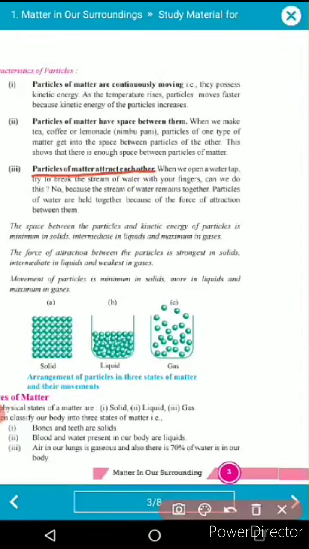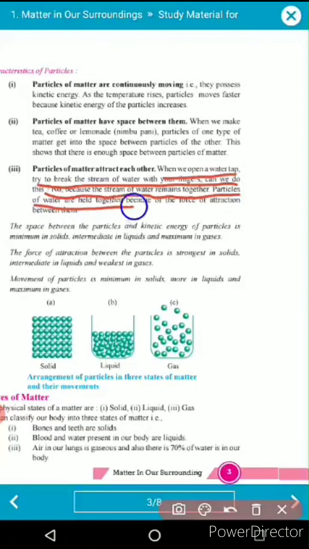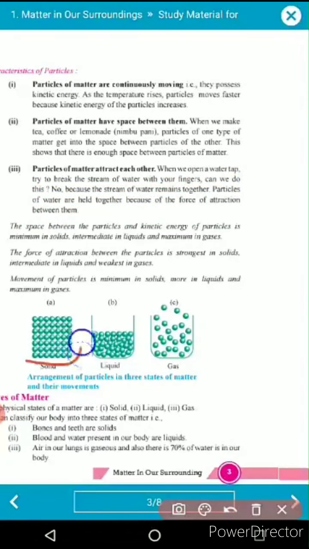See, whenever you open a tap and the water is flowing, what happens in this case is that all the water particles are attracted to each other. The example given: when we open a tap and try to break the stream of water with our fingers, we cannot. The stream of water stays together because the particles of water are held together by the force of attraction between them. So the particles attract each other.